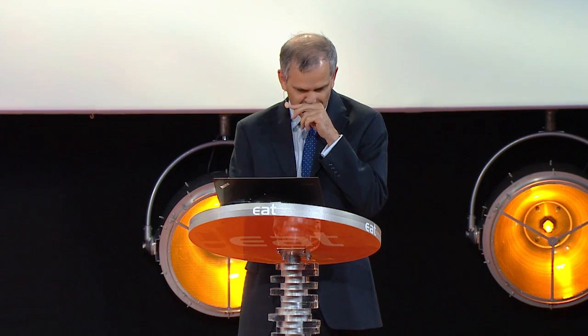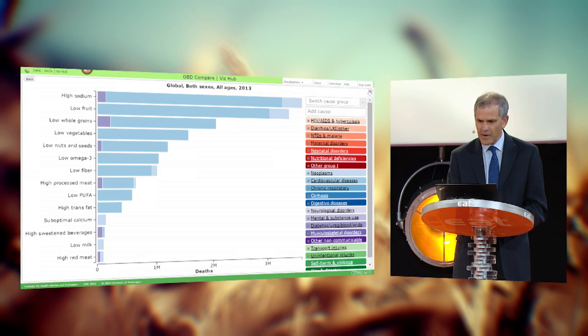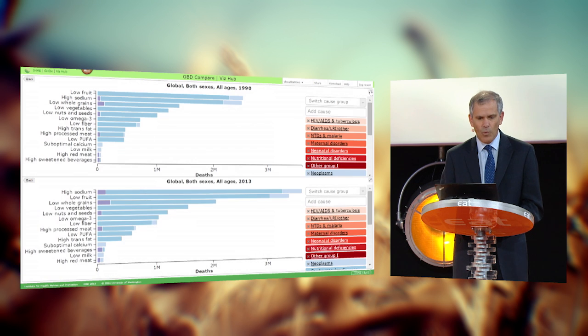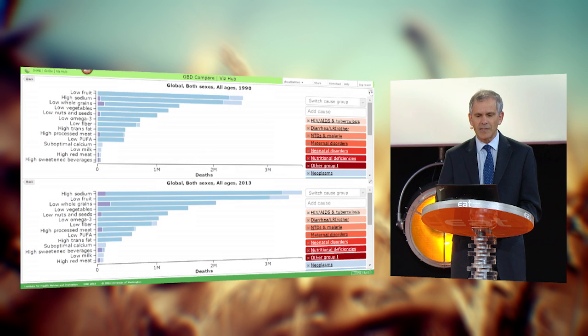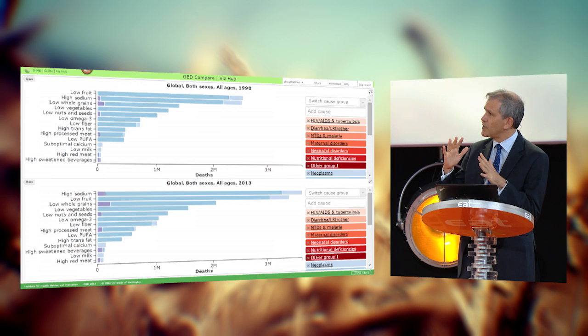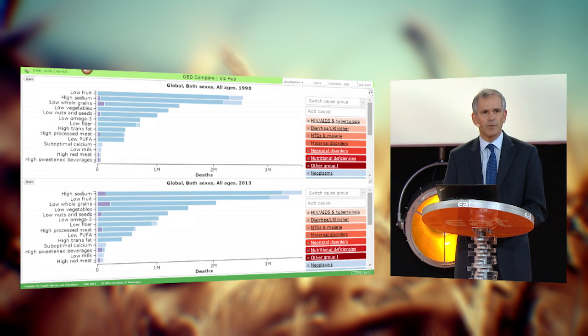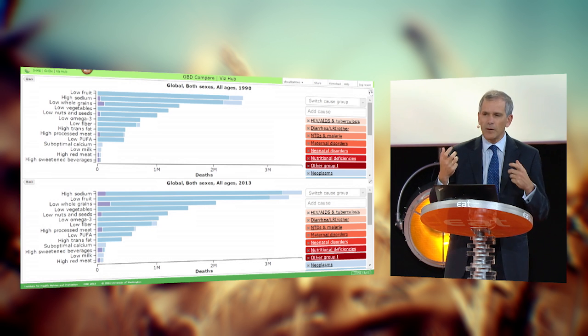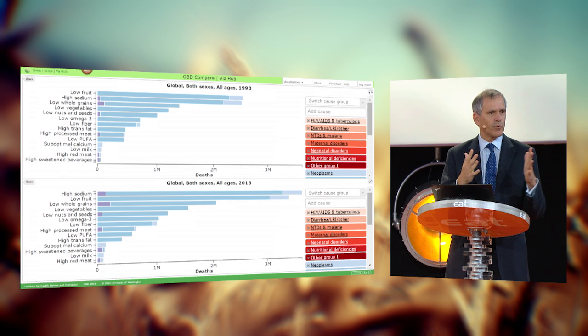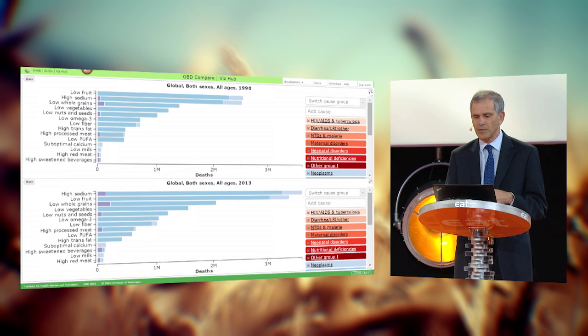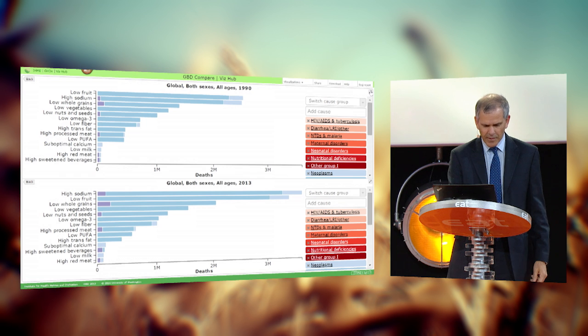This ranking looks different in different countries. And if we just go back, I'm going to show you two of these at once. So the one on the top is 1990, and the one on the bottom is now 2013. I show you that view because in almost every case, particularly for sodium, fruit, whole grains, the number of deaths attributable to these diet deficiencies or excesses is going up. And that's partly population growth, it's aging of the world's population into ages where there's non-communicable diseases, and also that those are part of the reason for these drivers.